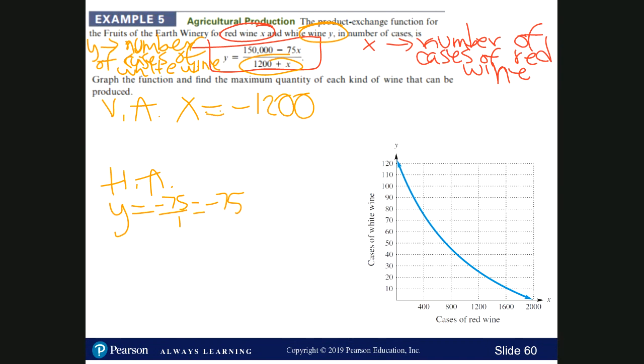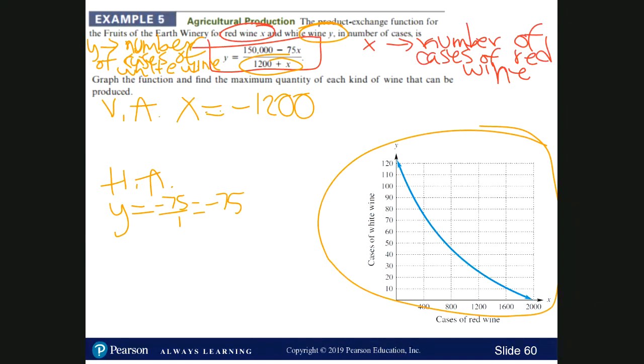Now let's go back to what we mean by our variables. We're talking about cases of red wine and cases of white wine. So do we care about a negative number of cases? No, we don't. So for that reason, we are focusing our graph in the first quadrant, as you see it right here.